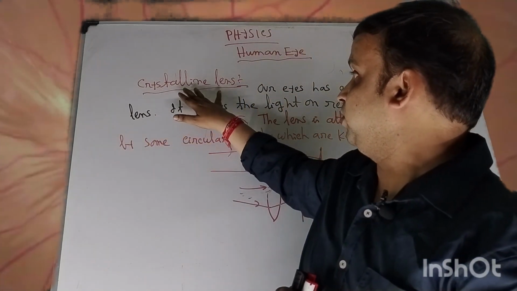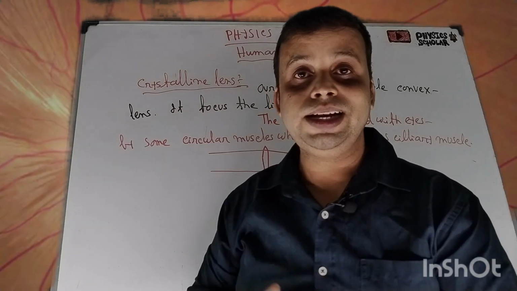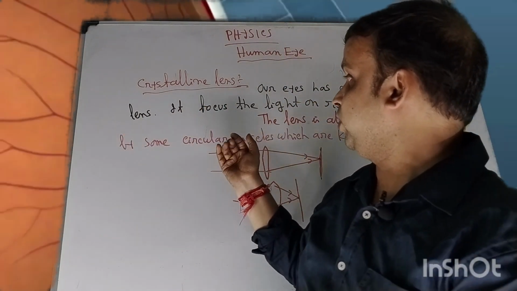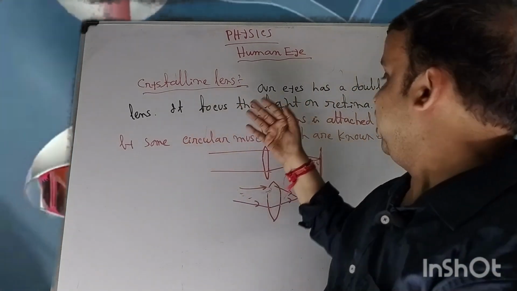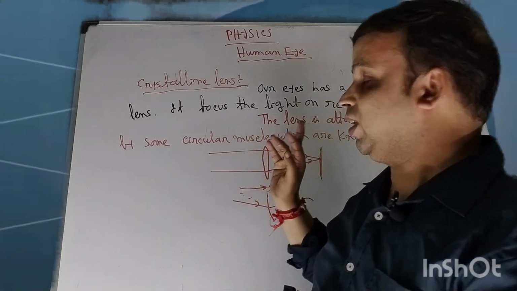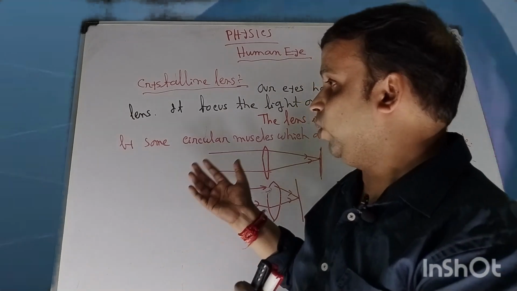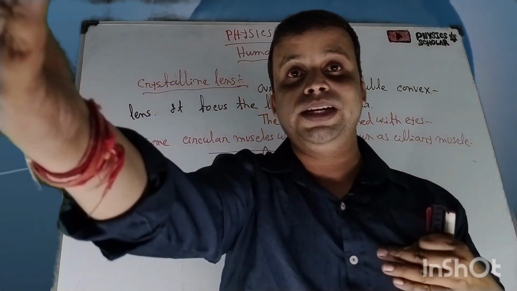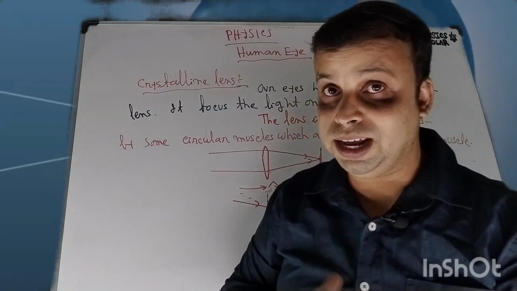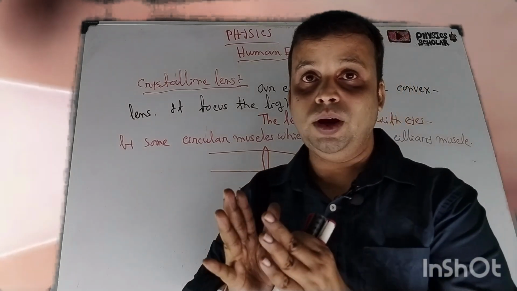So this is the function of the crystalline lens and the ciliary muscles. The crystalline lens is the lens of our eye, which is convex in nature. When the light falls on it, it will focus on the retina and form a real, inverted image. Clear? So when the object is at infinity or far away, the light rays are considered parallel, and when they enter our eyes and fall on the lens, then what will happen?